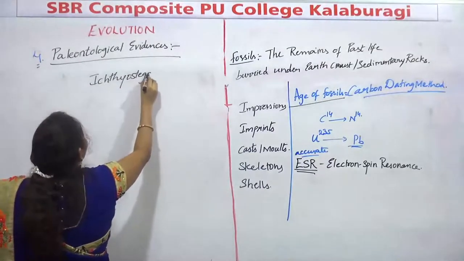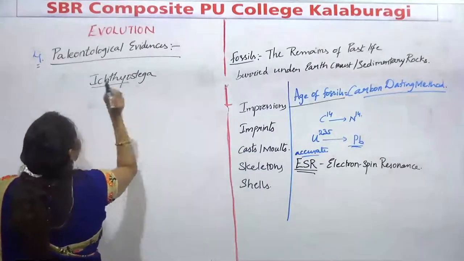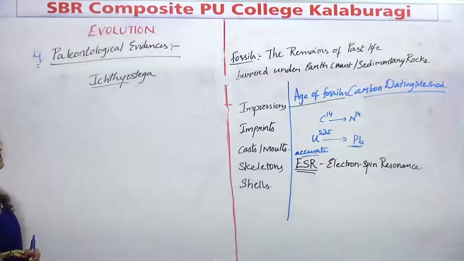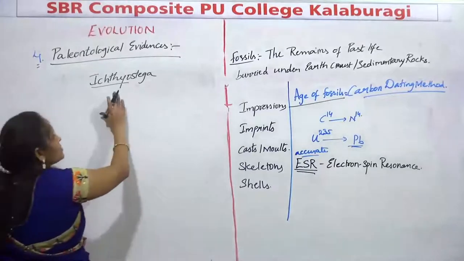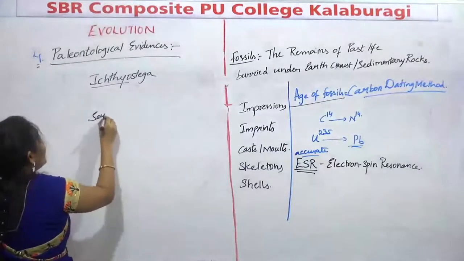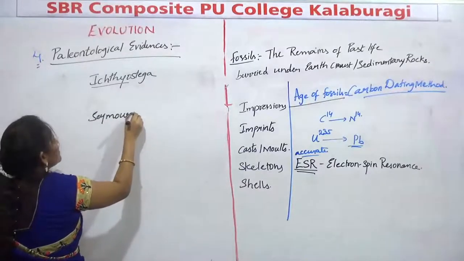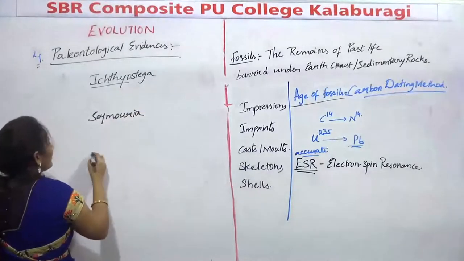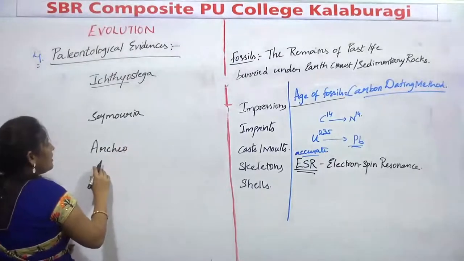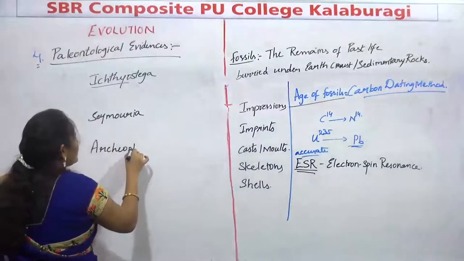Ichthyostega. We all know ichthyo. The root word ichthyo means fish. Ichthyology, the study of fishes. Ichthyostega, and Cynuria. Archaeopteryx, very very important.